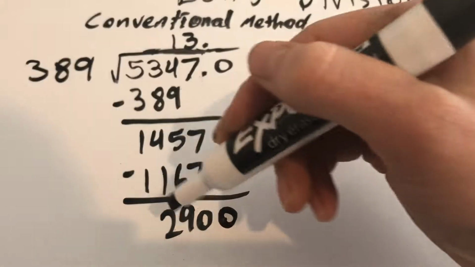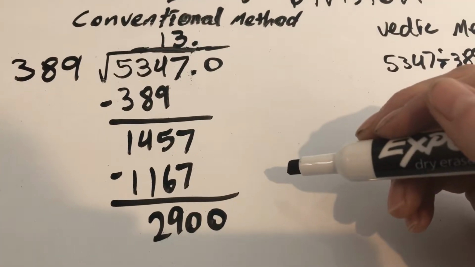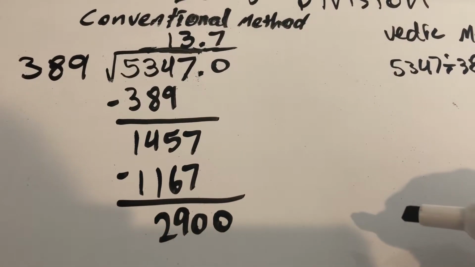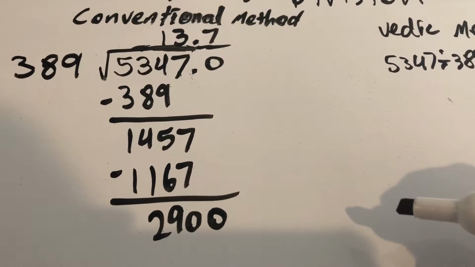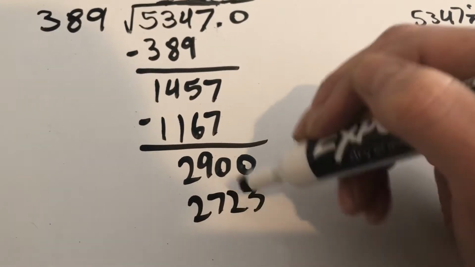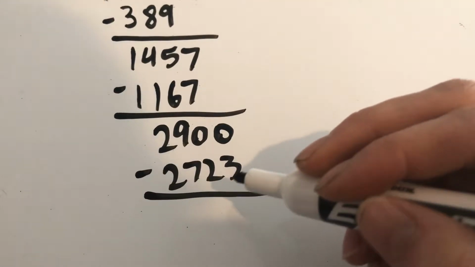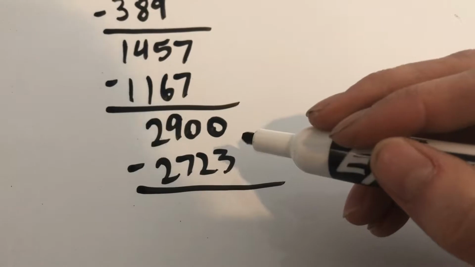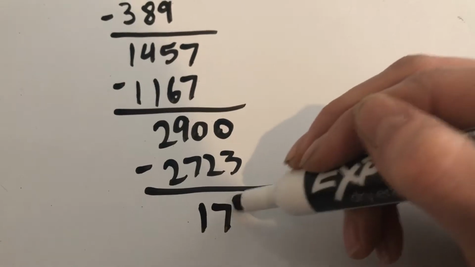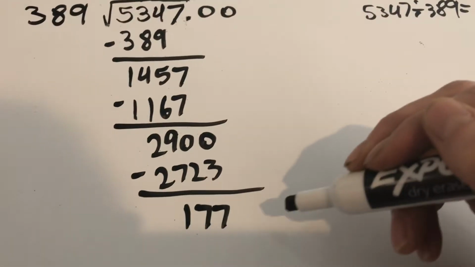Now 389 goes into 2,900. The closest one, I will estimate 7. Put 7 right here. 389 times 7 equals 2,723. And now subtract 2,900 minus 2,723, which equals 177. Right, next 0 across, bring it down.